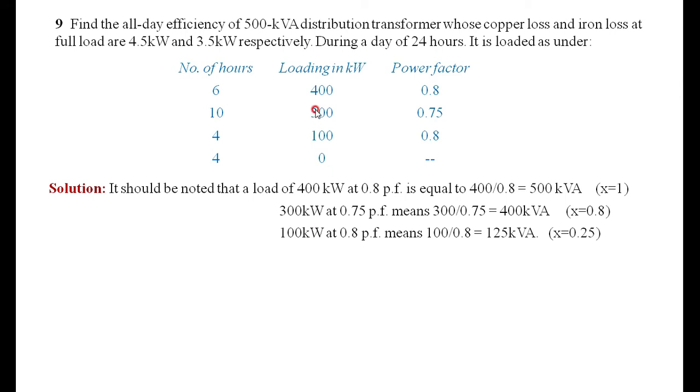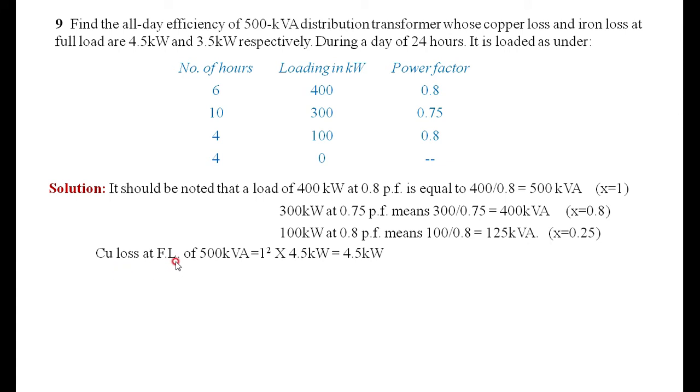Next, 300 kilowatt at 0.75. The corresponding kVA is 300 divided by 0.75, which is 400 kVA. For 500 kVA it is full load, so for 400 kVA, it is 400 divided by 500, that is X is equal to 0.8. 500 corresponds to 100% loading, so 400 kVA is 400 by 500, equal to 0.8, the loading factor. Similarly, 100 kilowatt at 0.8 power factor is 100 divided by 0.8, that is 125 kVA. Then the loading is 125 divided by 500, which corresponds to X equal to 0.5. It means the transformer is operating at full load, then at 80% of load, then at 25% of load, and then under no load condition.